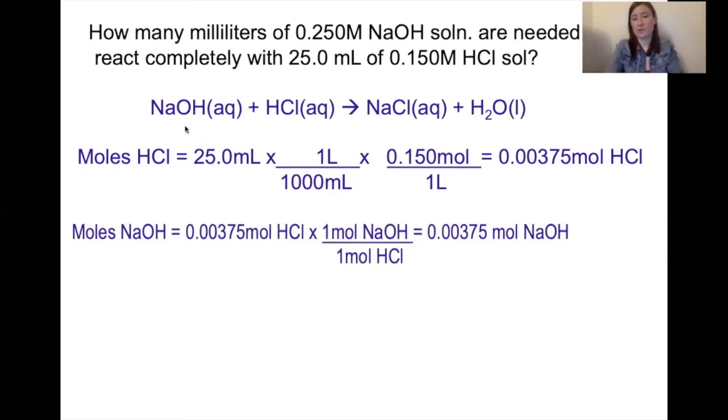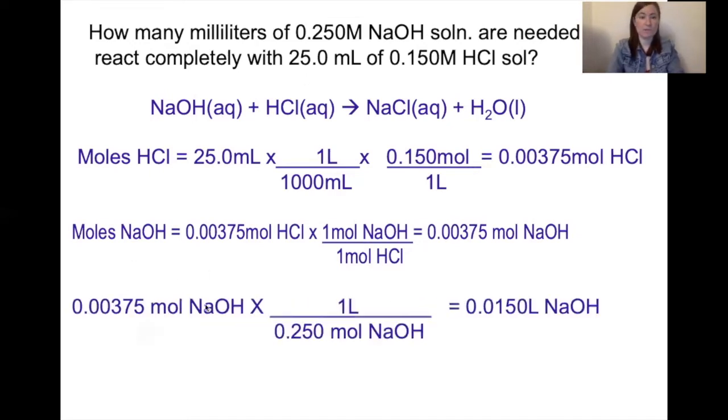Then we can do some stoichiometry. In this case, the stoichiometry is pretty simple, right? It's a 1-to-1 ratio of acid and base. So however many moles of HCl we have, the same moles of NaOH. And then if we know the moles of NaOH and we're given the molarity, we can calculate the volume, right? So we just do the moles divided by the molarity to get the volume. And so we get 0.0150 liters of sodium hydroxide is required to neutralize that HCl.